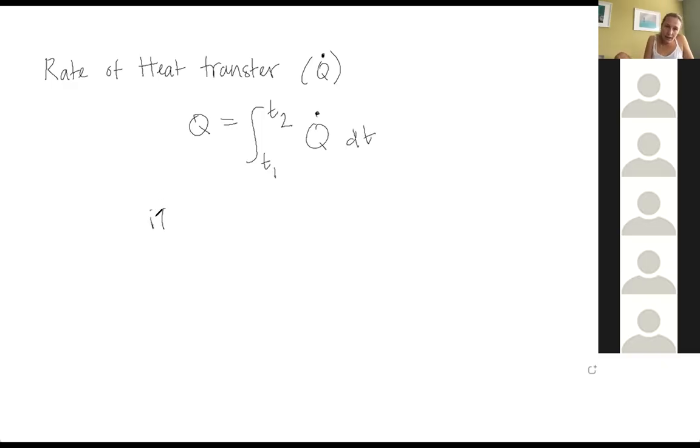And here, if our heat transfer rate is constant, if our heat is transferring at the same constant rate over time, it's not a dynamic transfer, it's not a little bit of transferring and then less. If it's at a constant rate, then this integral becomes Q equals Q rate transfer. Our heat is equal to our rate of heat transfer times our change in time.